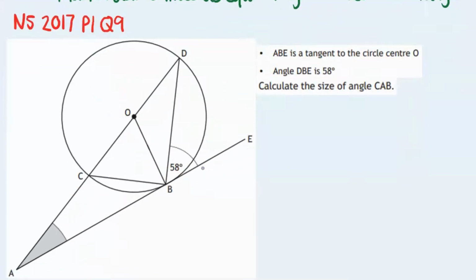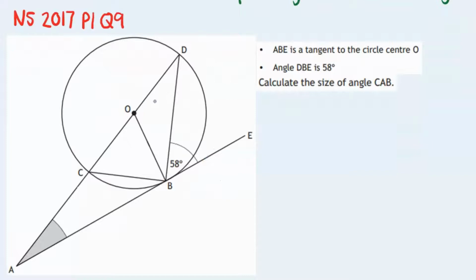Alright, so we'll have a go at this second exam question then. Now, if we look at this diagram, what we have is a circle, and we also have a tangent, right? It's very typical of this topic, right? So in the question, we're told explicitly that line ABE is a tangent to the circle with centre O. And we're also told an angle DBE, which is this angle here, is 58 degrees. And now we're told to calculate the size of angle CAB, which is this shaded angle here, okay?